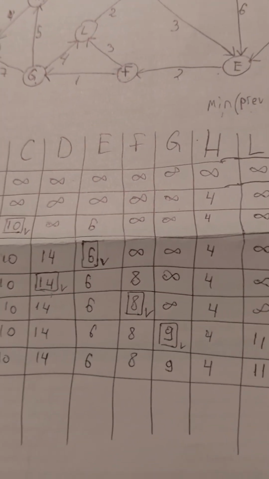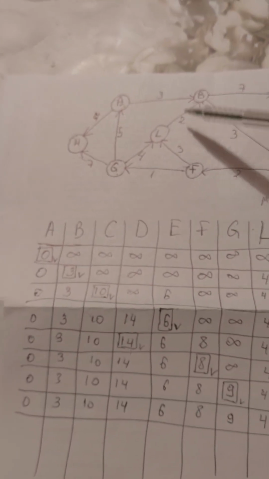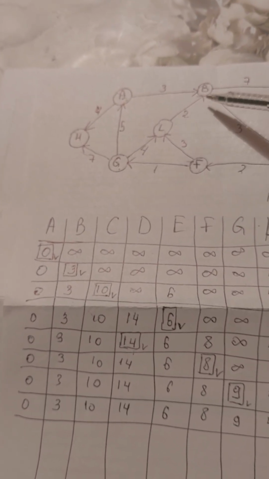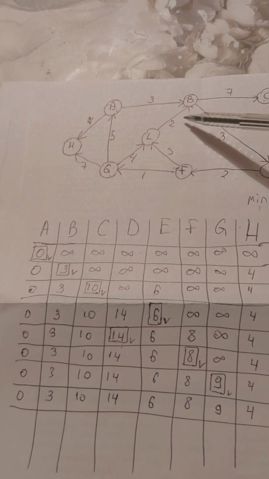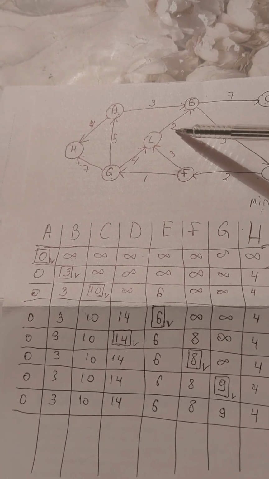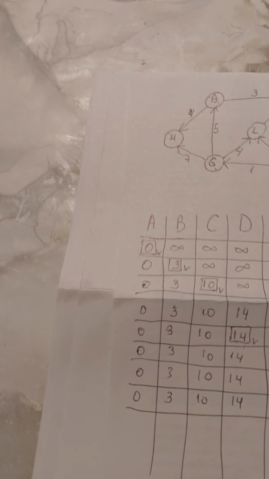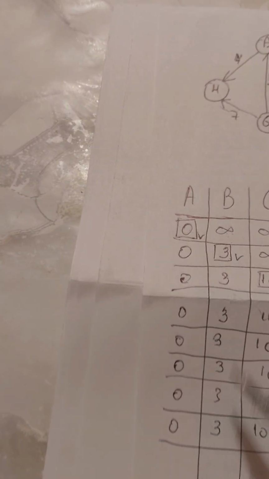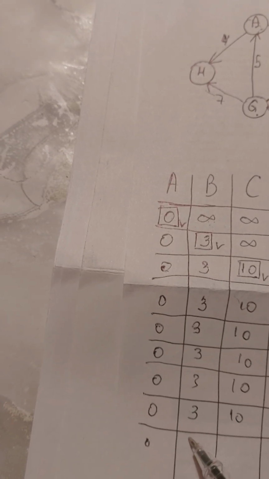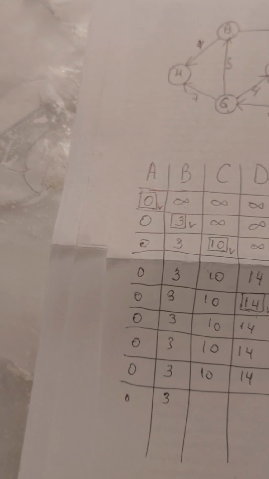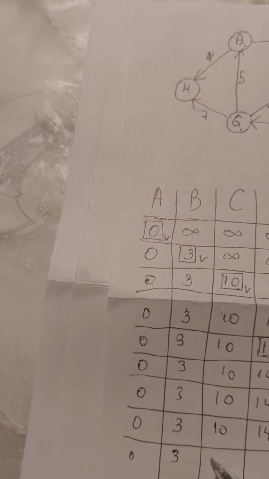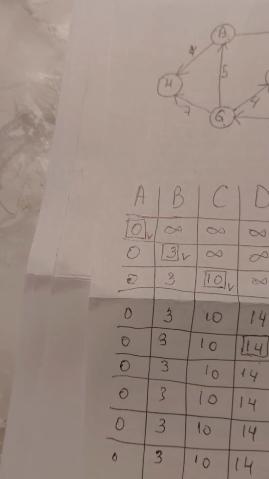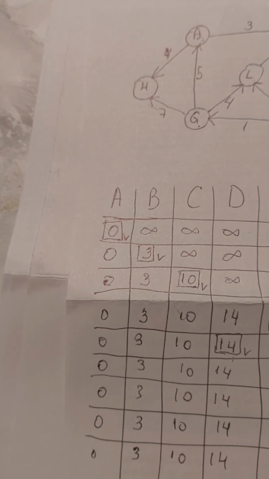Okay, next one is L. From L to B we have a path. It's only one path. Its weight is 2, but the shortest path to B is 3. We already found it, so we skip it because it's already clear that it's not the shortest path. Let me skip it faster.